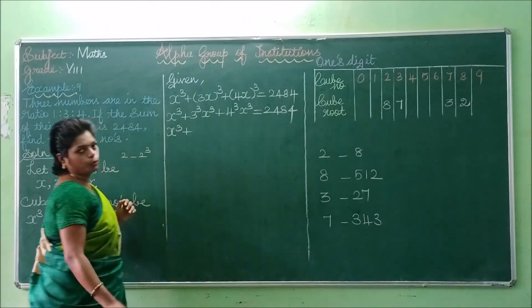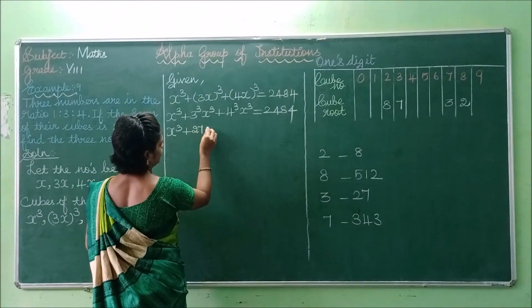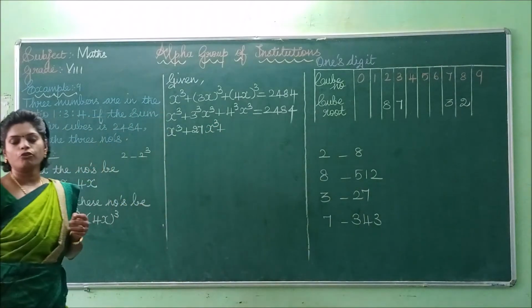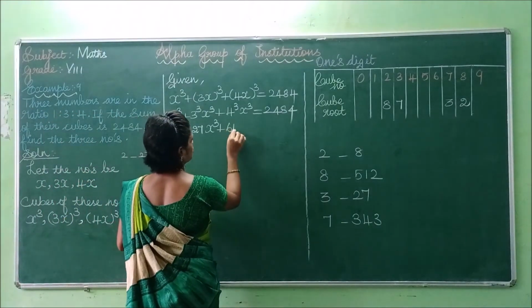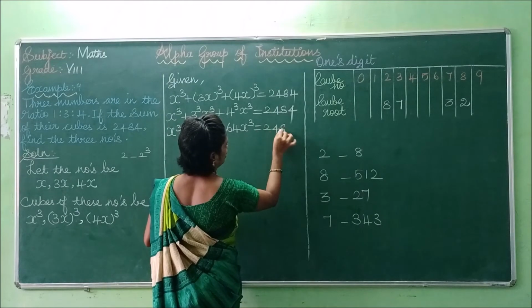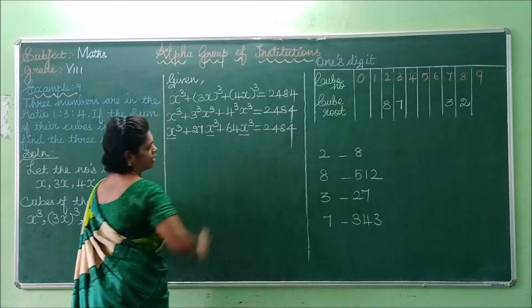So what is 3 cube? 3 3s are 9, 9 3s are 27. So 27 x cube plus. What is 4 cube? 4 4s are 16, 16 into 4 is 64. So 64 x cube, which is equal to 2484. Now listen, each and every term is in the form of x cube.